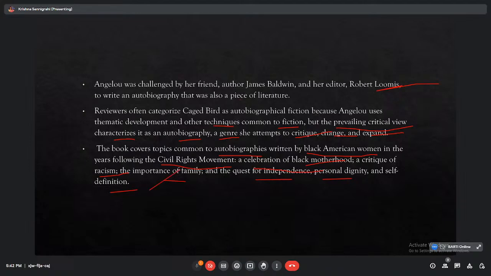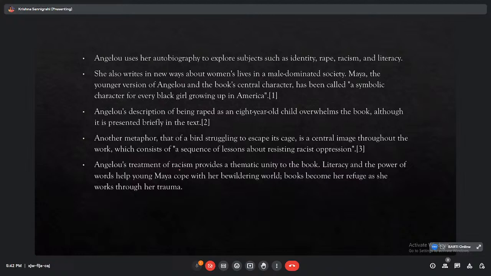The book covers topics common to autobiographies written by Black American women in the years following the civil rights movement. So, this movement, the civil rights movement, is also very important in the study. A celebration of Black motherhood, a critique of racism, the importance of family, and the quest for independence, personal dignity, and self definition. Angela uses her autobiography to explore subjects such as identity, rape, racism, and literacy. So, what does she use her autobiography for? She uses it to explore topics such as identity, rape, racism, and literacy.